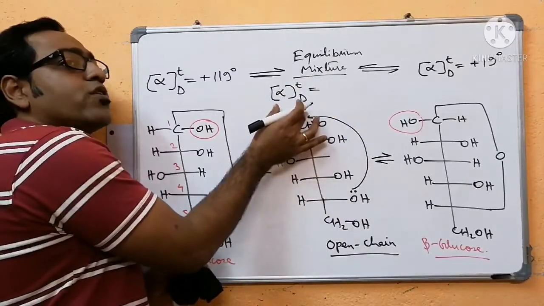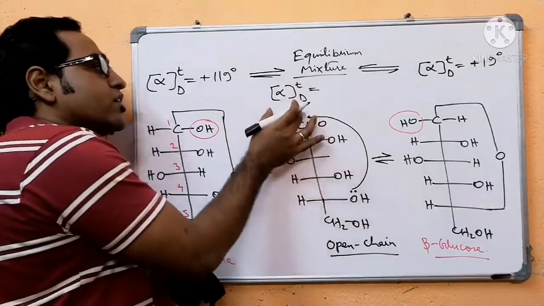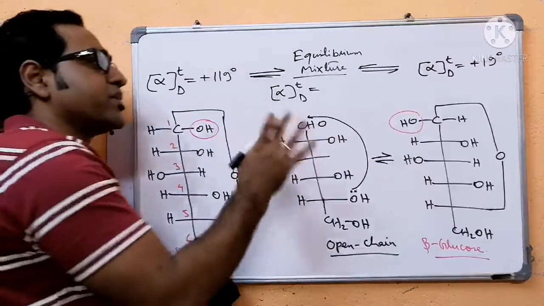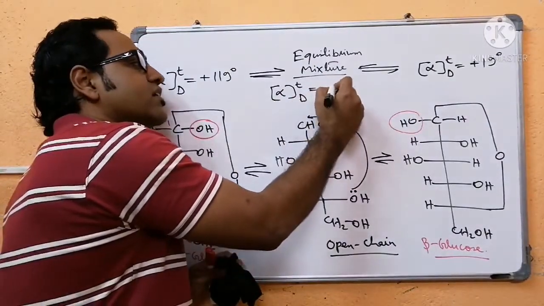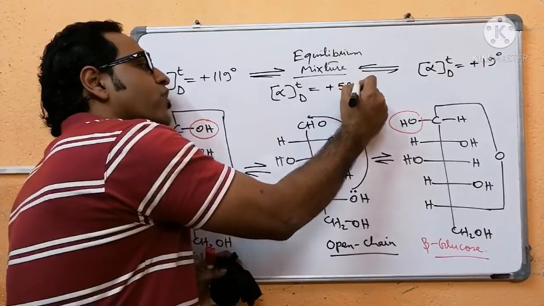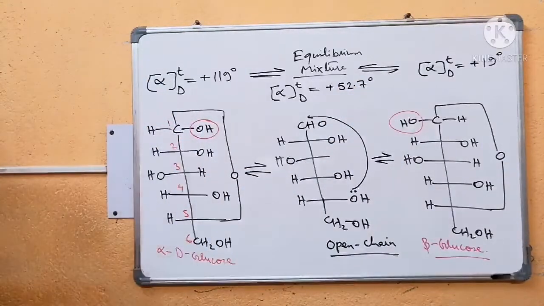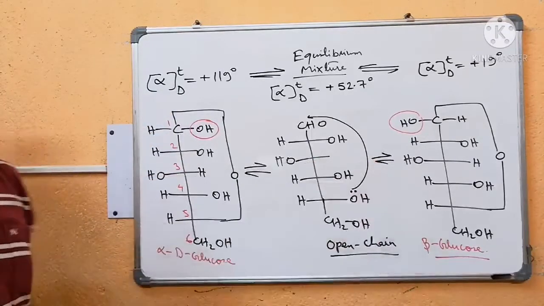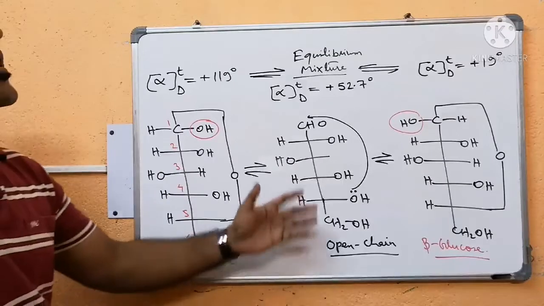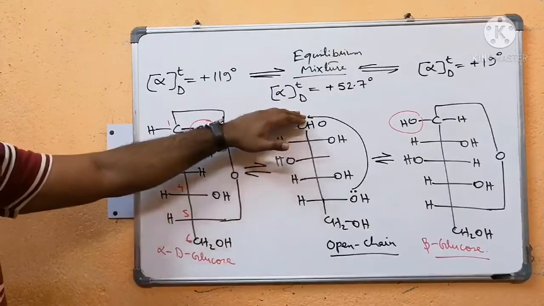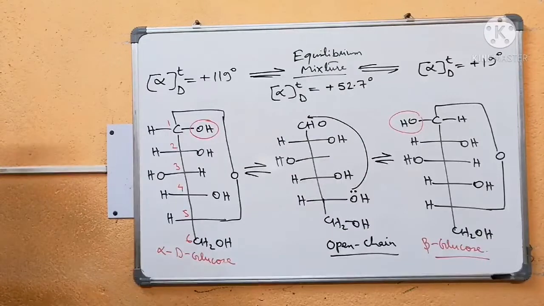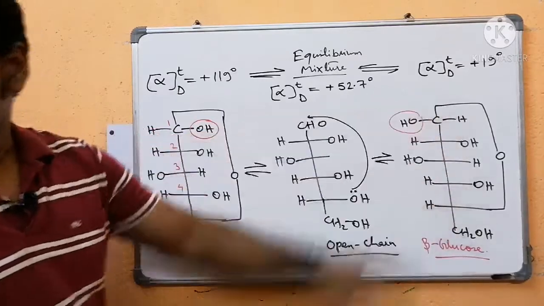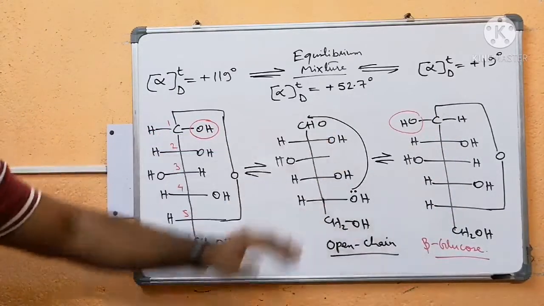This is simply the sign for specific rotation or optical rotation. No need to memorize this D and T. D actually is decimeter, T is the temperature. You don't have to memorize this. Plus 52.7 degree. So whenever we start with pure alpha D glucose or pure beta D glucose, ultimately we get an equilibrium mixture whose optical rotation is 52.7 degree. Pure alpha D glucose has a higher optical rotation, while beta D glucose has an optical rotation of only 19 degree.